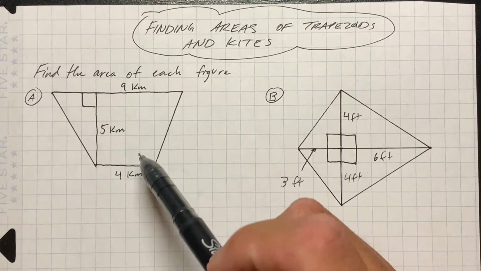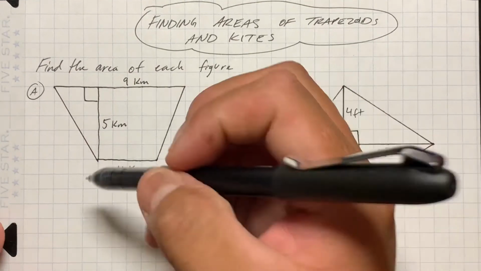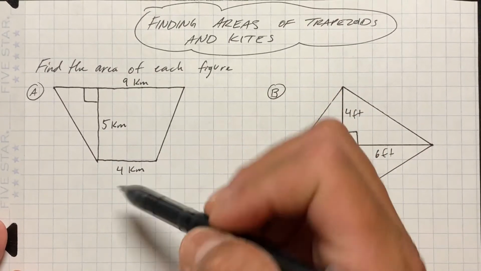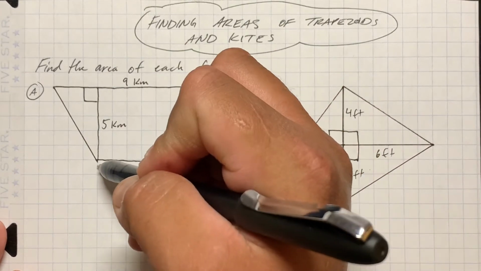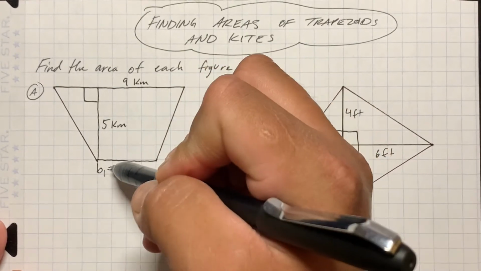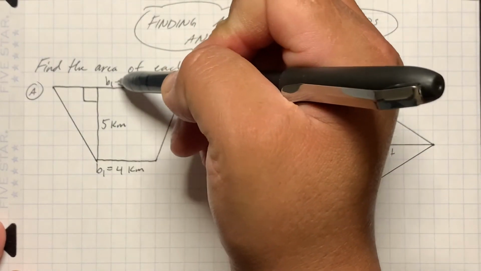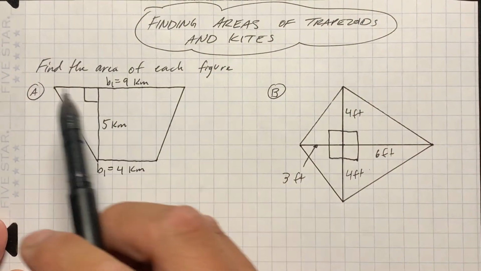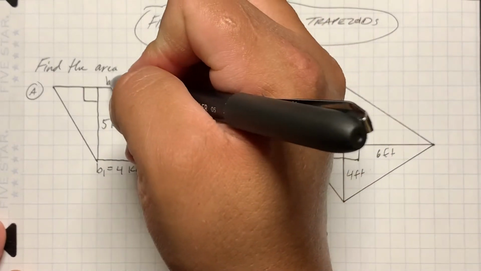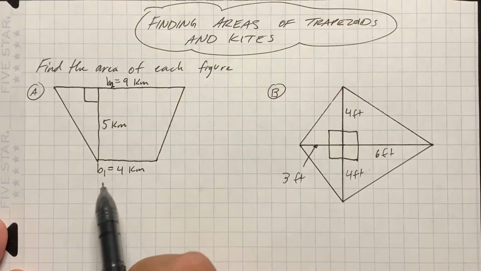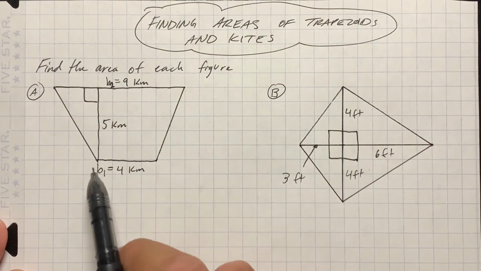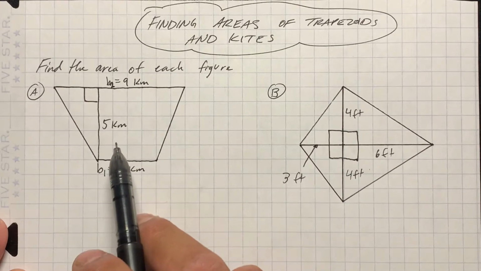In problem A, we have 2 bases. The one at the bottom is 4 kilometers long, so that's base 1. Base 2 is way up top, and it is 9 kilometers across. Base 1 is 4 kilometers across. And our height here is going to be 5 kilometers.